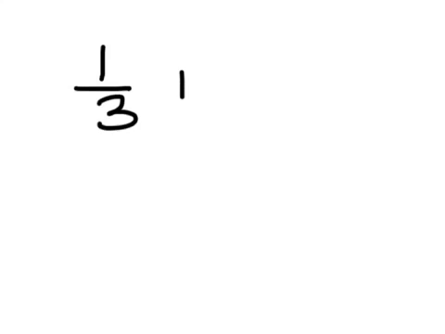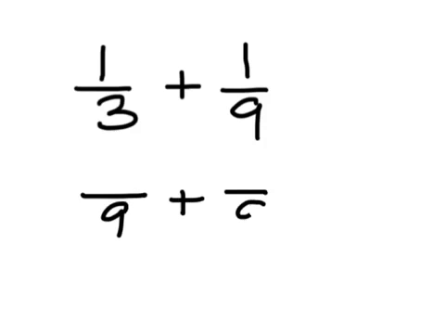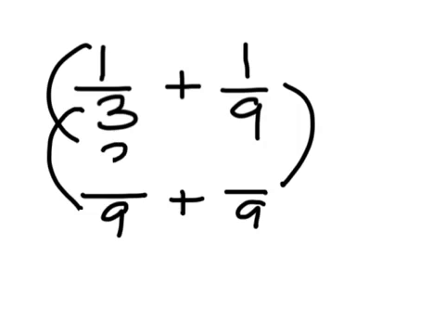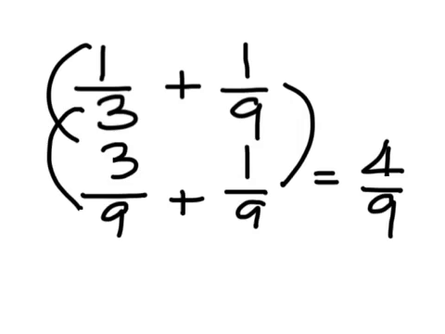Last warm-up problem. 1 over 3 plus 1 over 9. Solution for this is to have a common denominator of 9, which means this one doesn't change, but this one goes to 3 times 3 for 9, so 1 times 3 is 3. So 4 over 9 is the answer.